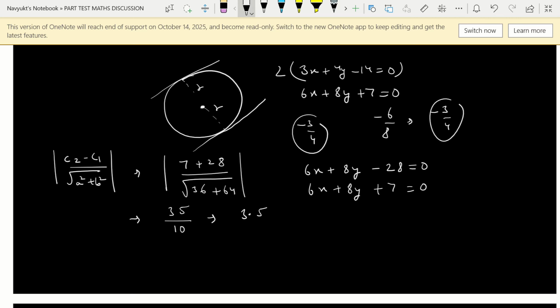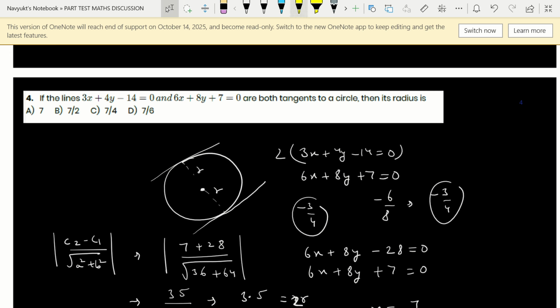This is the value of 2r, correct? What will be the radius then? It would simply be 7 by 2 is 3.5, so 7 by 4. Fine. So here's the answer, option number C.